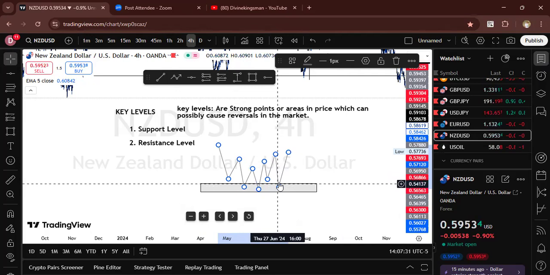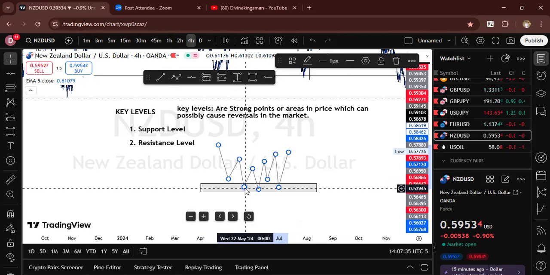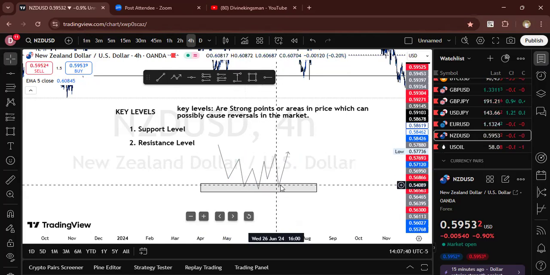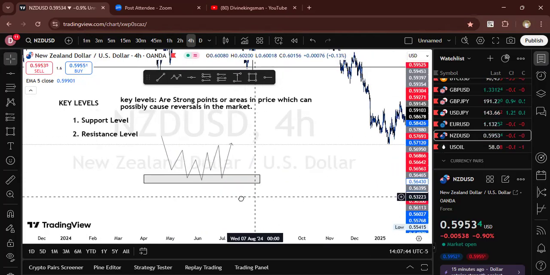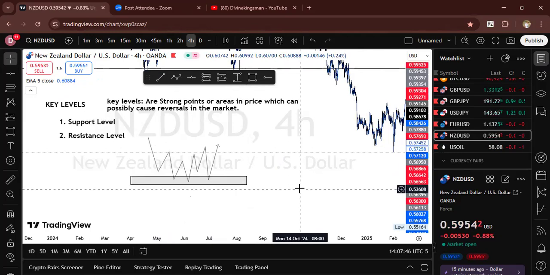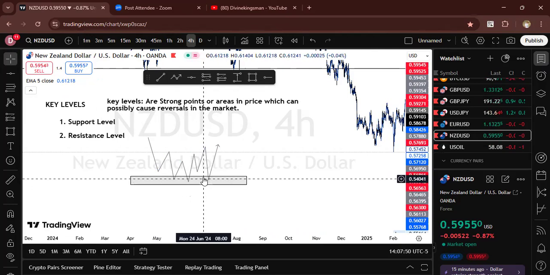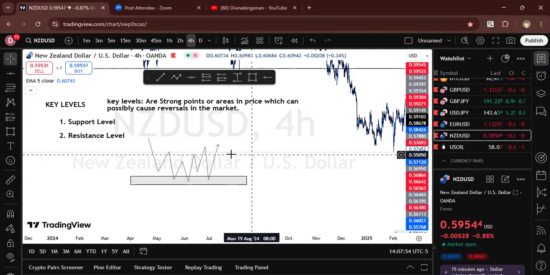So there's rejection. It's telling you that there's reversal, because whenever price comes down here, it rejects back to the top. Whenever price comes down here, it gets back to the top. So this is what we call a support level. It's a point or area that can possibly cause a reversal in the market, and I'm showing you where your support is going to be. Mostly your support used to be down and your resistance used to be up.